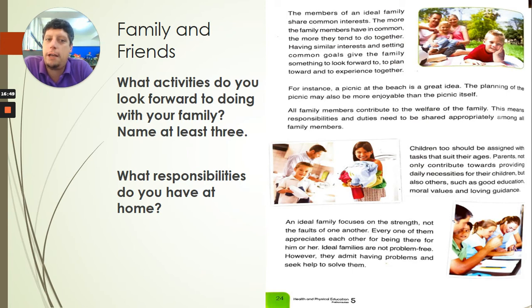The planning of the picnic may also be more enjoyable than the picnic itself. So for example, when you're going on a picnic to the beach, you're excited because you're going to have a picnic on the beach. But what do you bring for a picnic? You have to choose the food. You might have to go out shopping, buy the food. You get to choose what food you want.